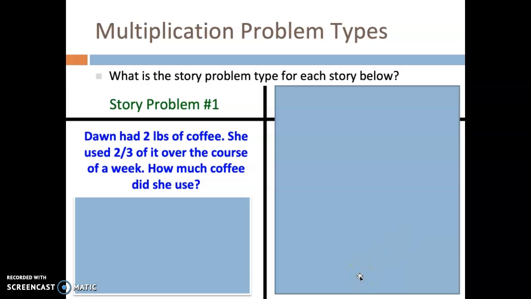Story problem 1, Dawn had 2 pounds of coffee. She used 2/3 of it over the course of a week. How much coffee did she use? Now, here's a really interesting thing: when you're teaching children from K to 6, coffee probably isn't something that you're going to reference. It's not something that we want to encourage children to indulge in. The research says it stunts growth. So be thinking about that.